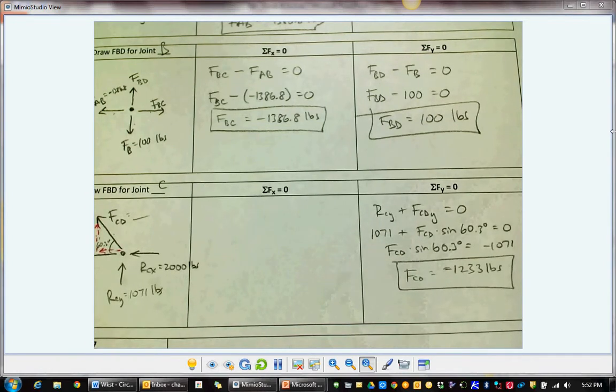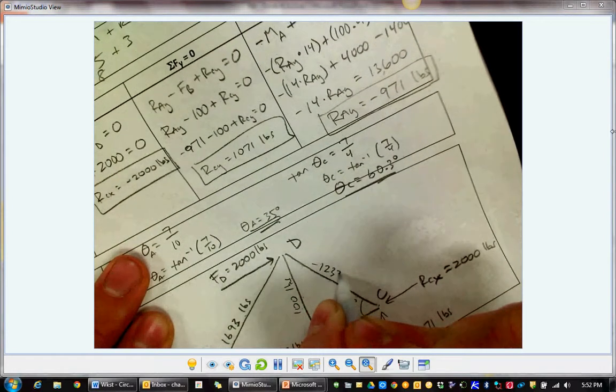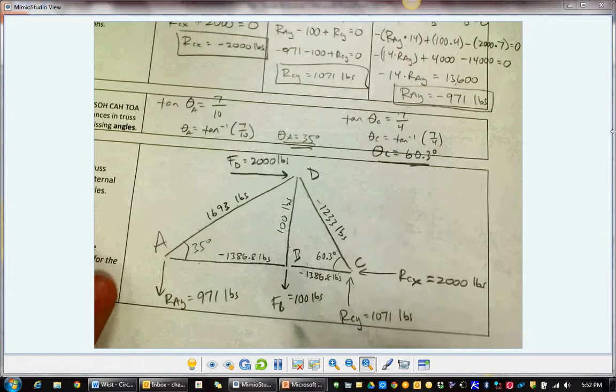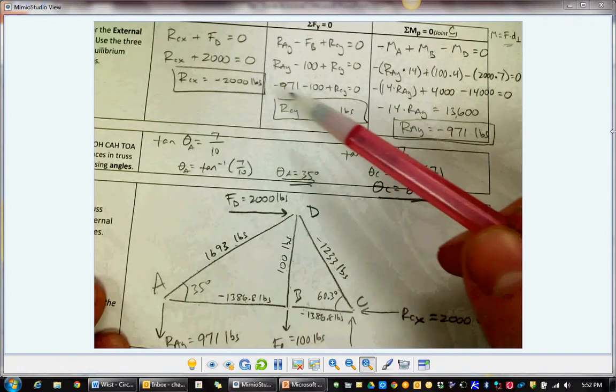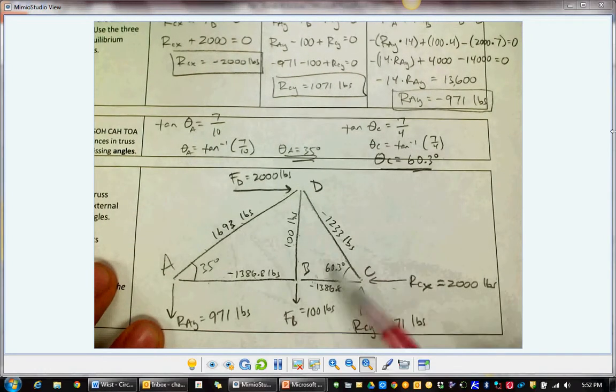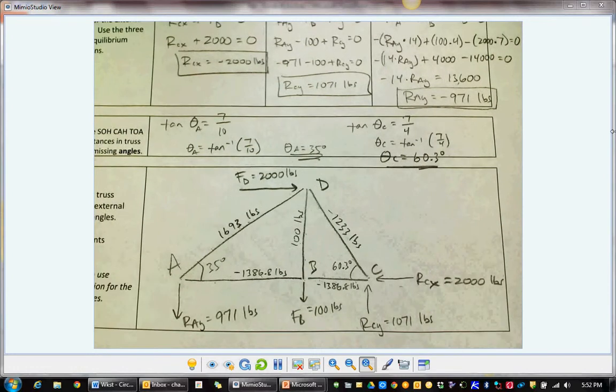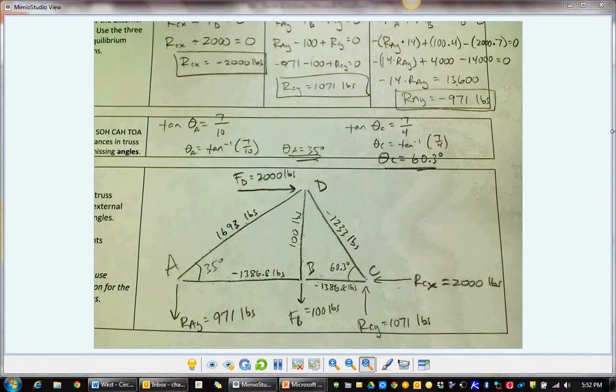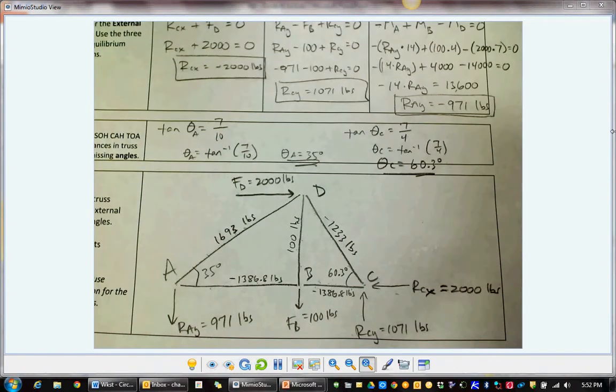So let's go put that on our free body diagram. Negative 1,233 pounds. All right. So on this first page, we found all the external forces right up here. On the back side, we found all of the internal forces within each member. As an engineer, we need to decide if the members that we choose can withstand the loads they're going to experience. We get to choose the material, we get to choose the dimensions. We just have to be sure that they're going to be able to withstand the loads they're going to experience.